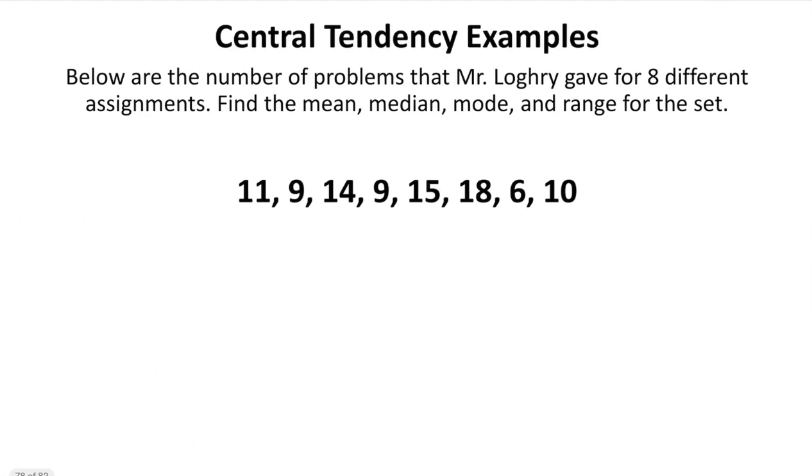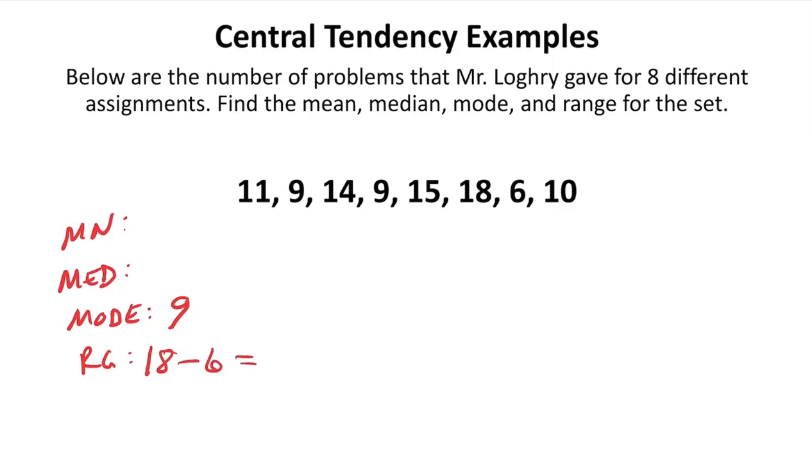Okay, let's look at this one. Let's find mean. I'm going to abbreviate median, mode, and range. So let's do the mode first. That one's easier. We got 2 9s, so mode is 9. The range, we can take the biggest minus the smallest. 18 is the biggest, 6 is the smallest, so the range is 12.